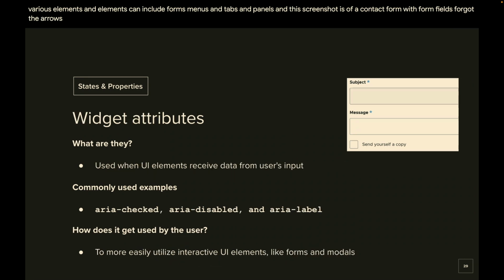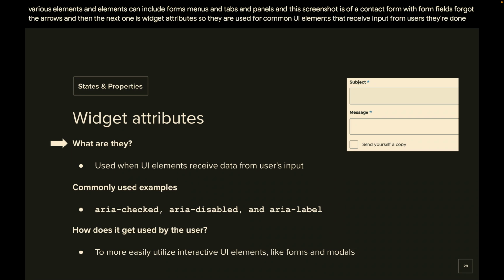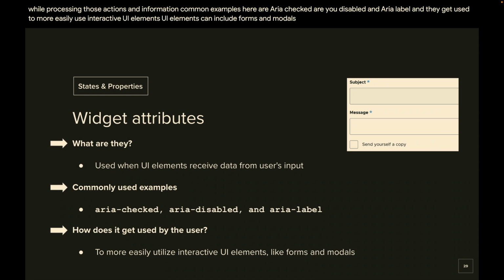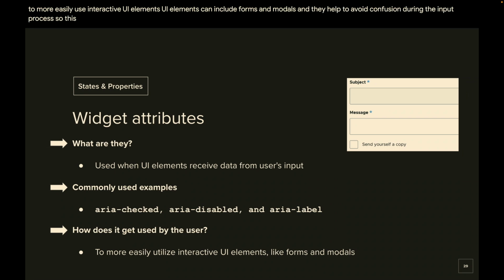Forgot the arrows. And then the next one is widget attributes. So they are used for common UI elements that receive input from users. They're done while processing those actions and information. Common examples here are ARIA checked, ARIA disabled, and ARIA label. And they get used to more easily use interactive UI elements. UI elements can include forms and modals, and they help to avoid confusion during the input process. So this screenshot is a contact form with a disabled field.